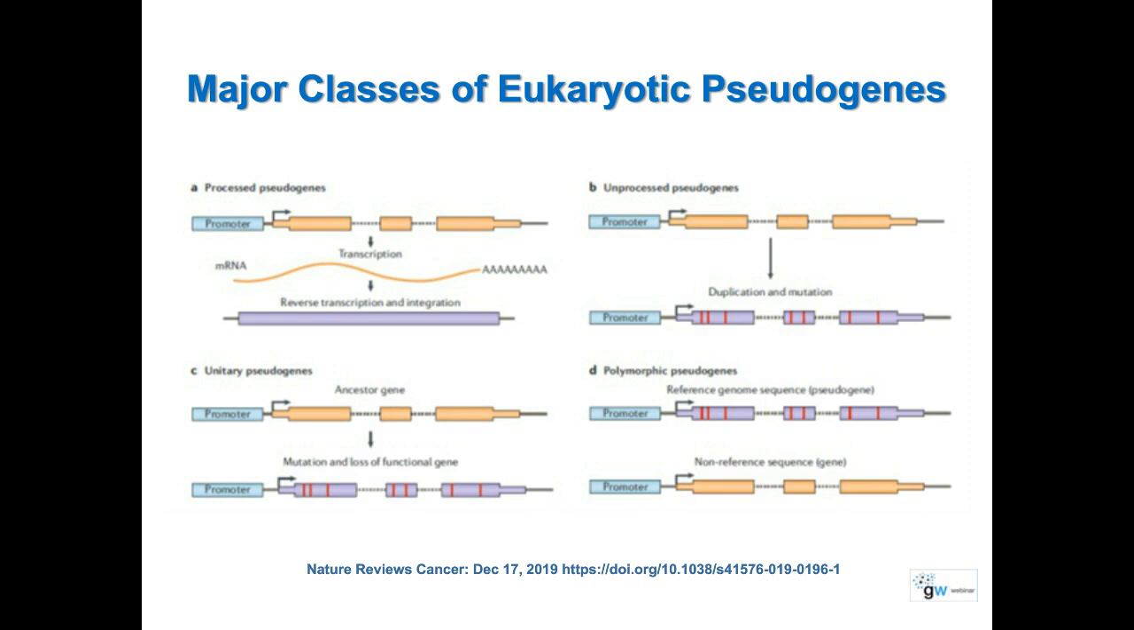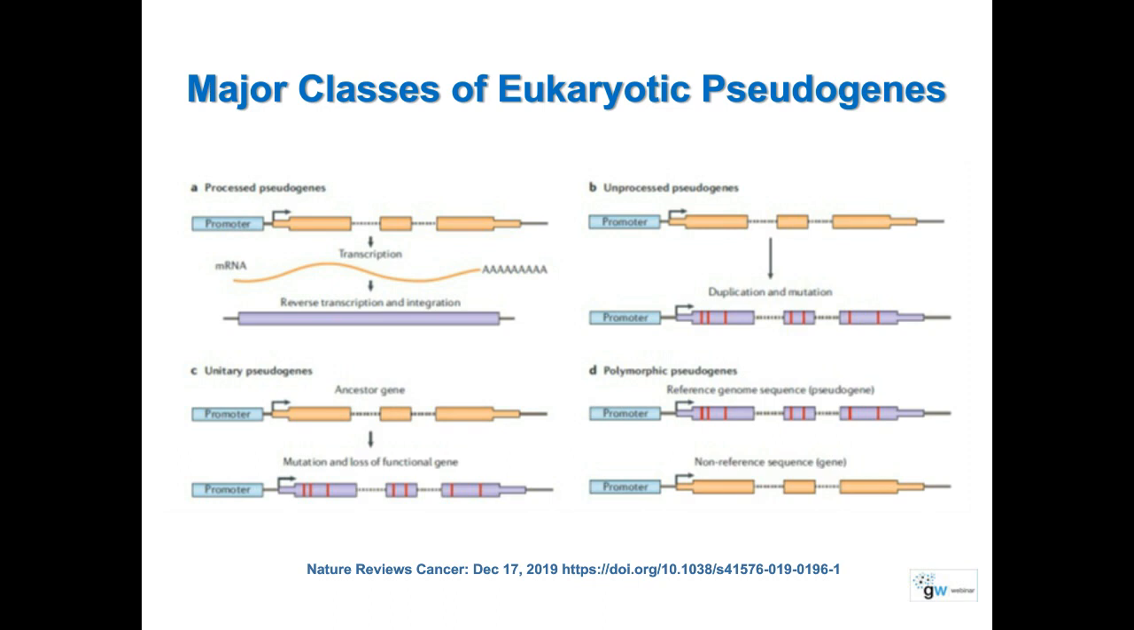Recently, there is a fourth category that is described in one of the recent reviews in Nature Reviews Cancer, where they showed there is an obvious difference. Originally, when you look at the human genome reference sequence, you will see they are annotated as pseudogenes with all the mutations, everything.